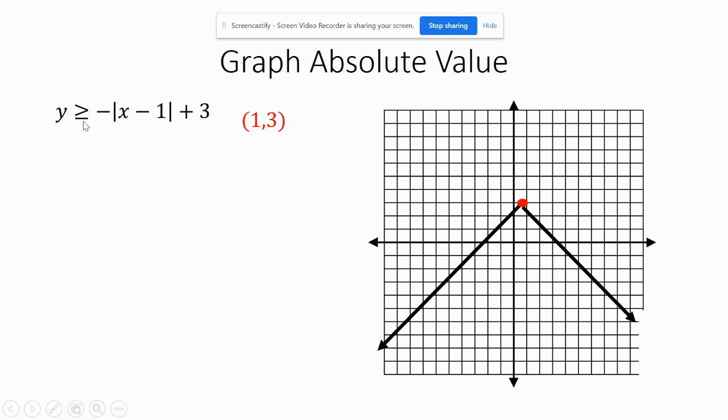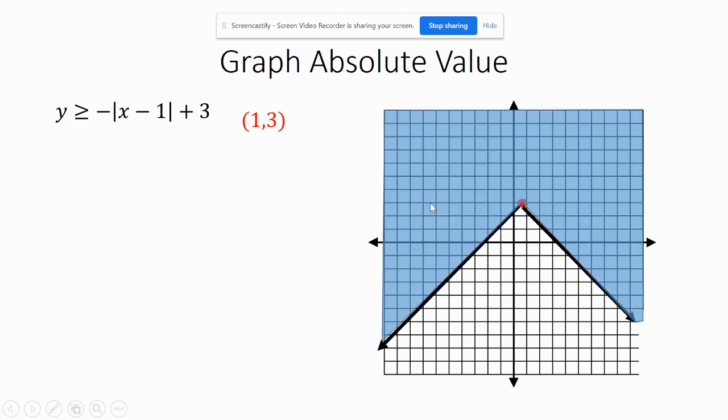There is a bar here underneath of it. So that means the line is solid because the line is part of the answer. And I'm looking for values. Now, if I go stand on the vertex, I'm looking for values greater than or smaller than. Well, the y value has to be greater. So if I'm standing on this red dot, where are y values greater? Well, they're greater going up. So I would shade up.